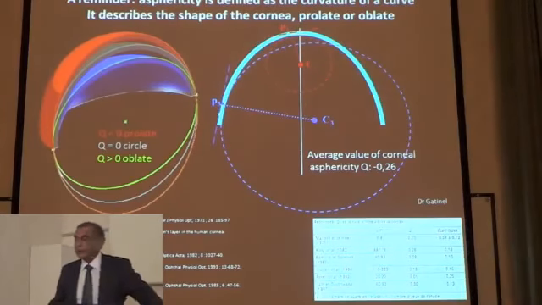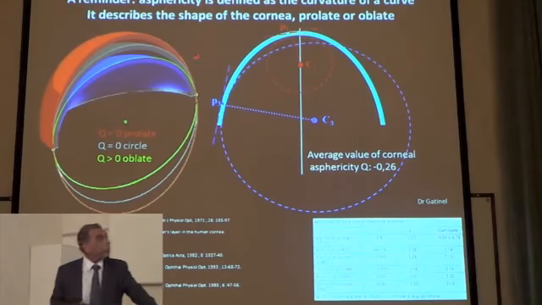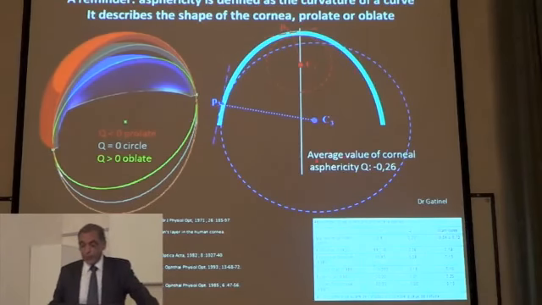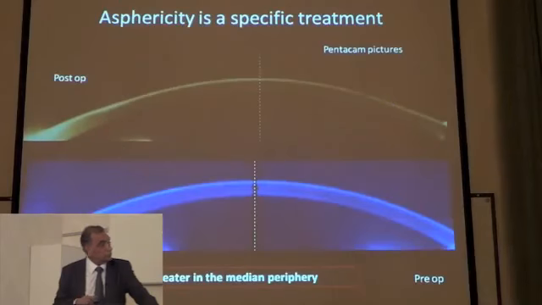So, asphericity is very important. It's very important because it's not dioptric power. Asphericity is defined as a curvature of a curve. It describes the shape of the cornea, flat or oblate, and not power, not dioptric power. So you know that the average value of corneal asphericity is -0.6.